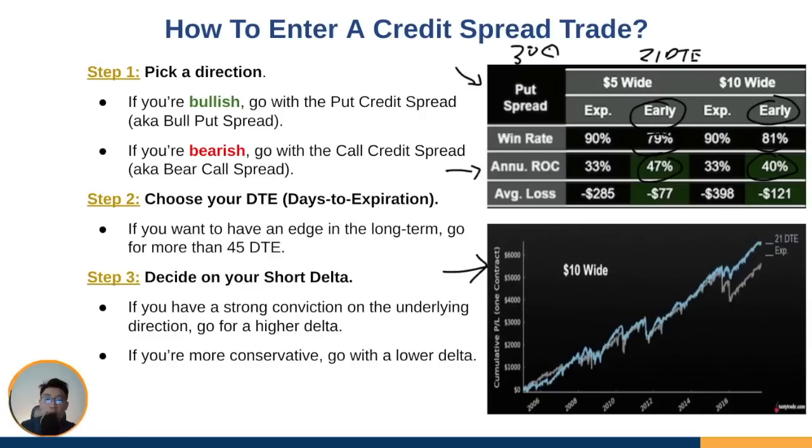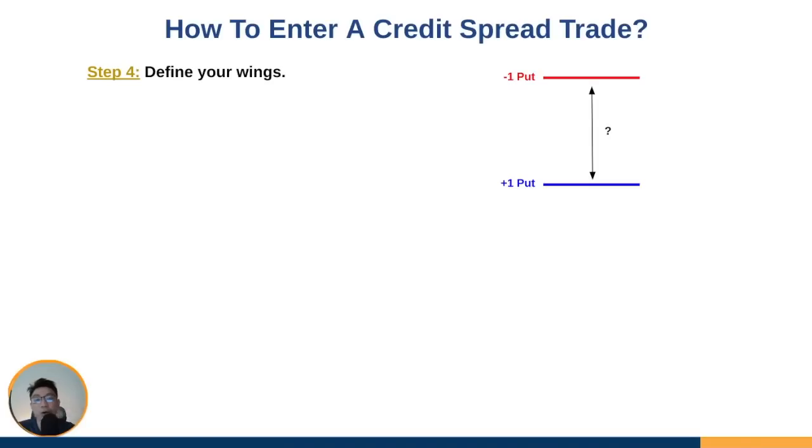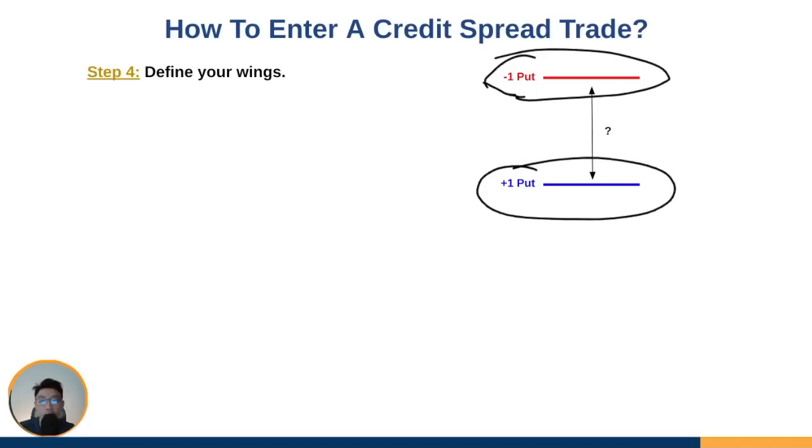If you want more credit, go for a higher delta. If you want a higher win rate, go for a slightly lower delta. Now, step number 4. Once you've already decided on your short option, how do you define the long option? This is what is called defining your long wings.